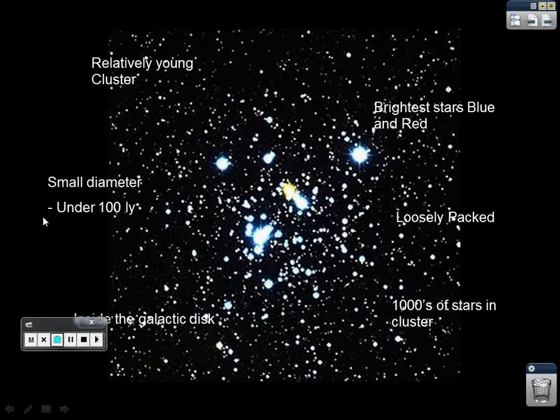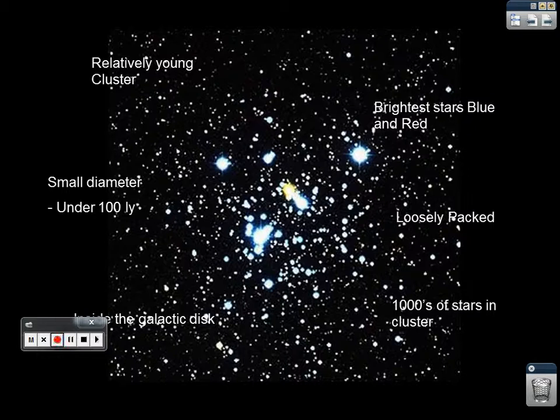They are loosely packed because they're forming from a gas cloud, and as yet the gravity hasn't pulled them into a nice, really tight pack. They only have 1,000 stars or so in their cluster because they're from a smaller nebula, a small gas cloud. And because they are really very young, we have blue stars.